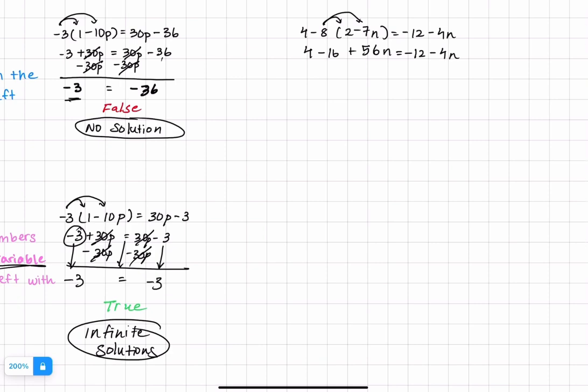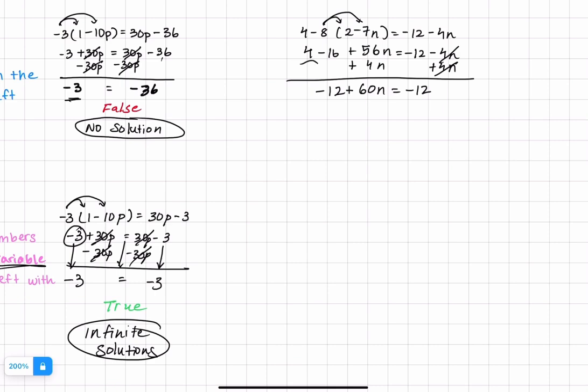We're going to add 4n to both sides to cancel out this. So this would be 60n equals -12, since 4 minus 16 is -12. Then we can add 12 to both sides.